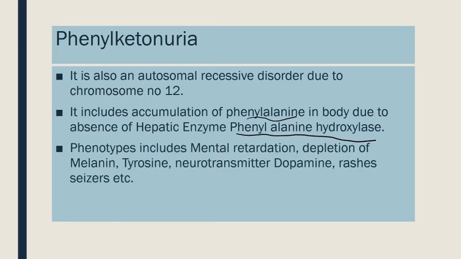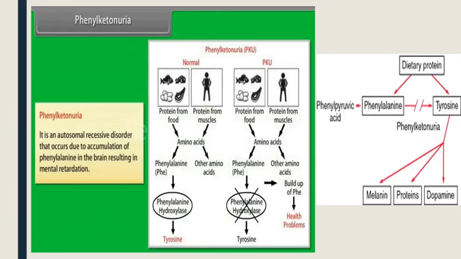Now the phenotypes include, if a person shows continuous accumulation of phenylalanine due to deficiency of phenylalanine hydroxylase enzyme, what occurs to this person? Symptoms like mental retardation, depletion of melanin pigment, tyrosine amino acid, neurotransmitter dopamine, all these are not formed. Rashes develop on the body. This person may suffer from seizures. Okay, and basically mental disorders, brain disorders are produced in these people.